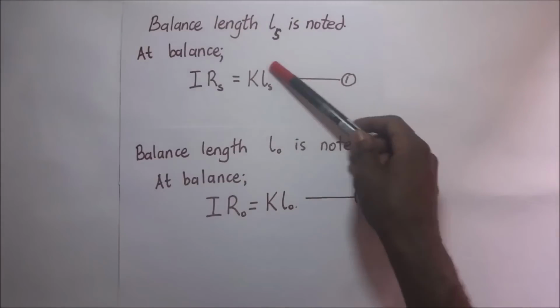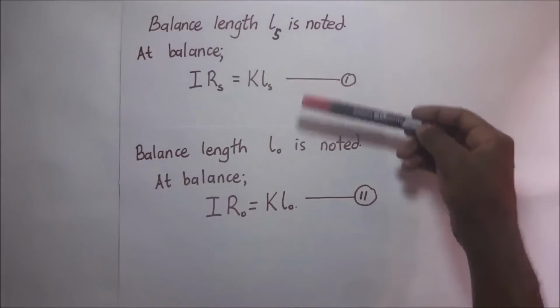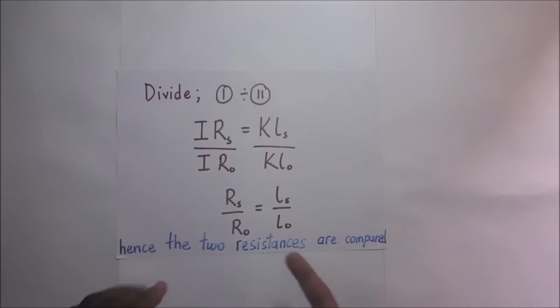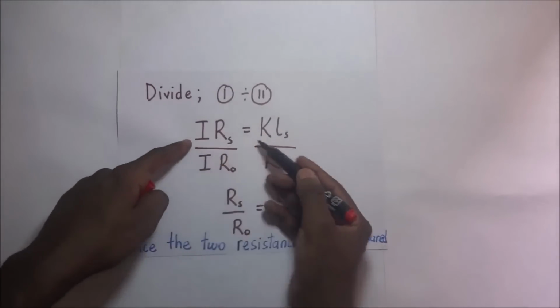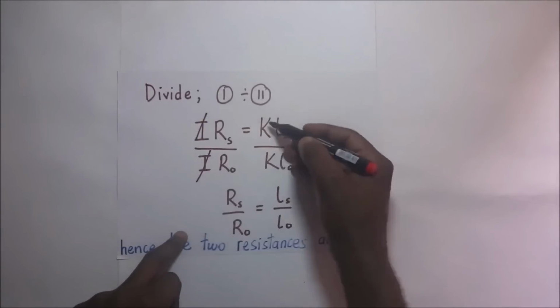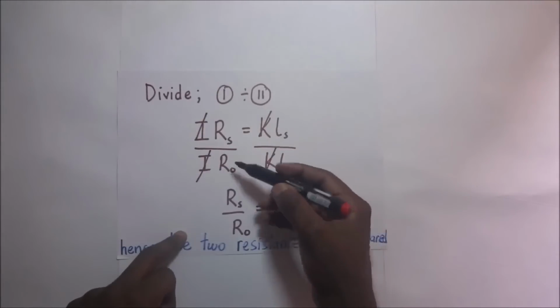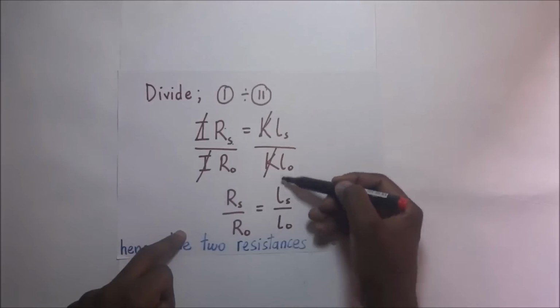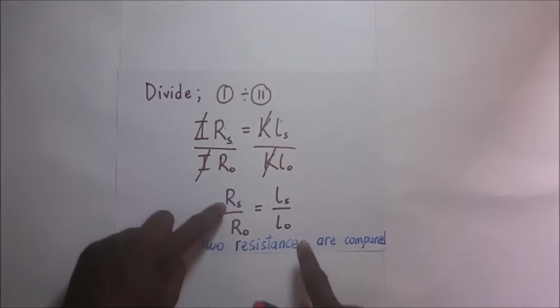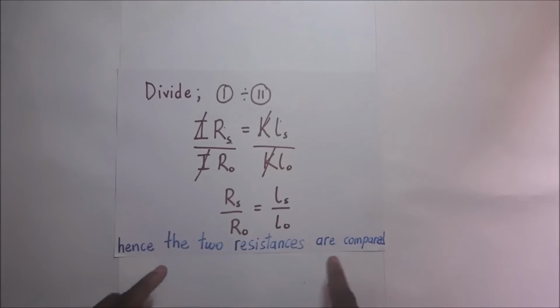Now that we have this expression and that expression, we go ahead and divide them to be able to compare the resistances. So when we divide expression 1 by expression 2, of course this I and that I will go, this value of K and that value of K will go, and we remain with Rs over R naught is equal to the balance length Ls over L naught. From this expression, we are able to compare the resistances using the potentiometer. And that is how we compare resistances using a potentiometer.